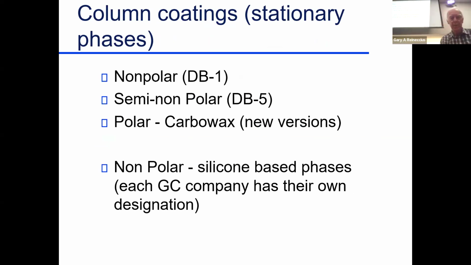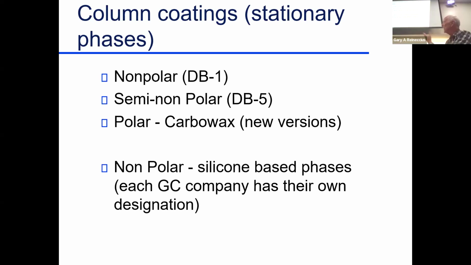And so here's our column coatings, stationary phase, what we call it. The nonpolar, I think we've already mentioned that, is the DB1. Semi-nonpolar, DB5. Polar, Carbowax. I don't know how that got its name, but anyway, we generally get abbreviations like DB, something else, something else. Carbowax, for one reason, uses its full name. So those are kind of nonpolar, semipolar, polar.